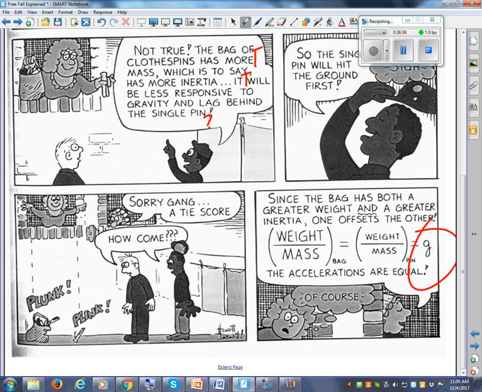For every kilogram of mass, the scale is going to show how many newtons? For every kilogram. If I have a 1 kilogram object, I put it in the scale, it's going to show 9.8 newtons. If I'm 100 kilograms, it's going to show 980 newtons. It shows 840 newtons.